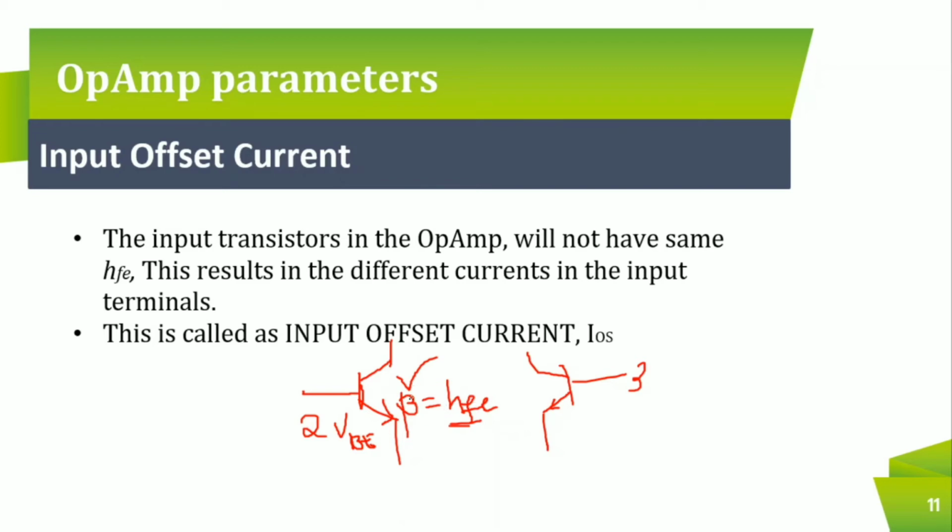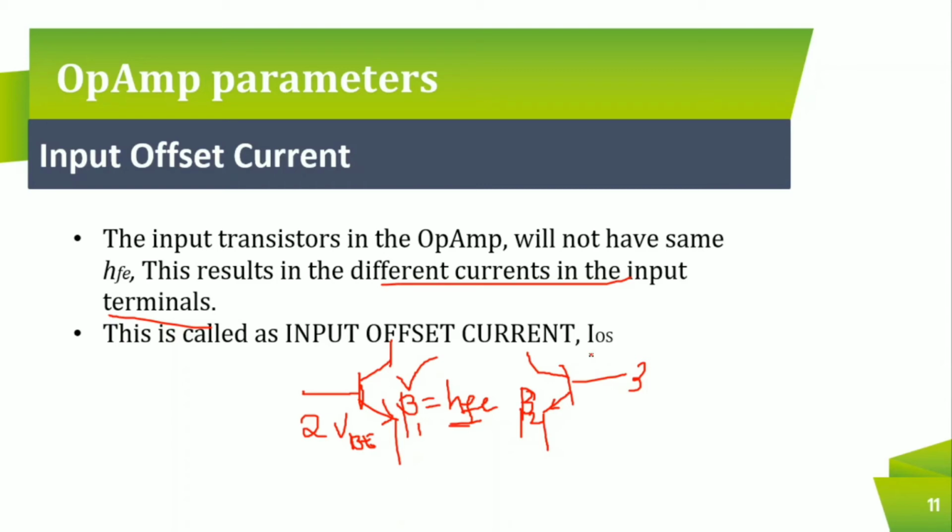These two are the same. Now this beta 1 and this beta 2 are different. They can't be the same all the time. It is not completely 100% the same. So this will result in different currents in the input terminals.